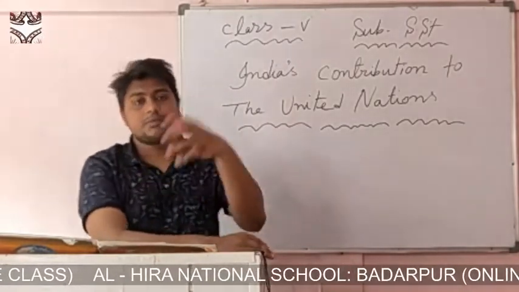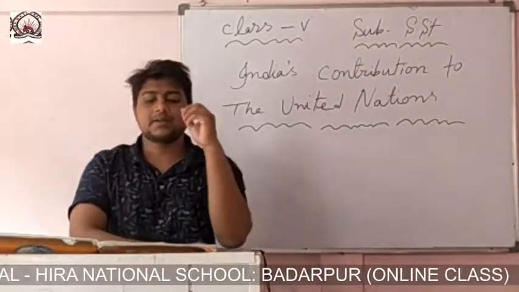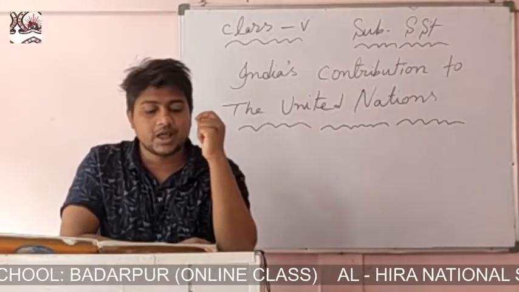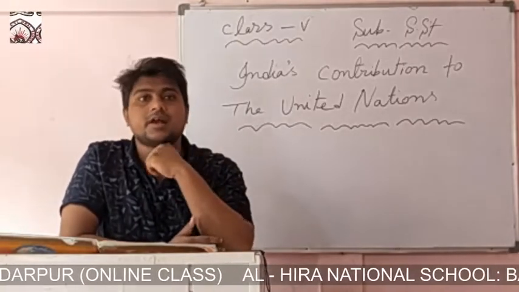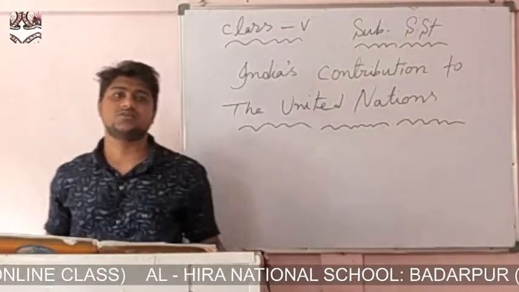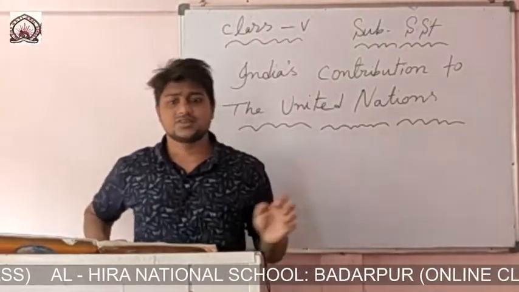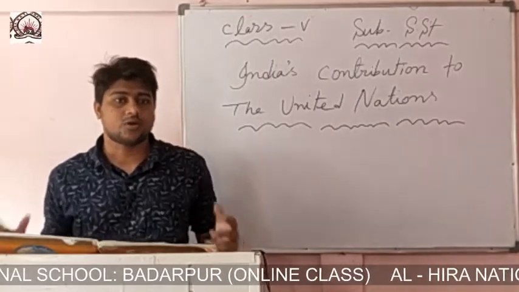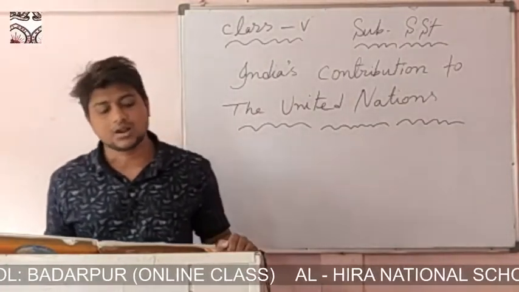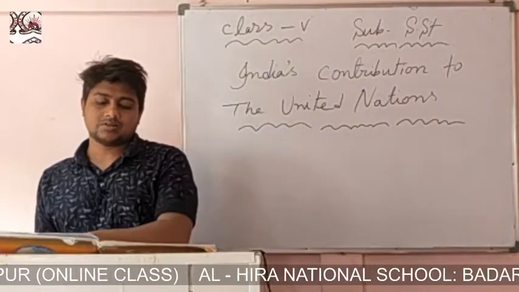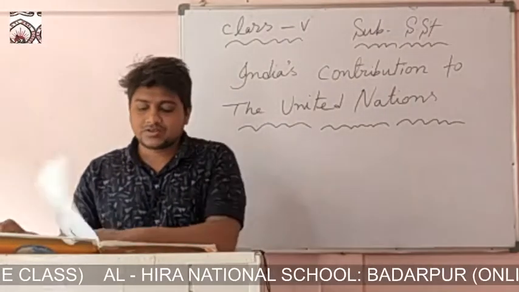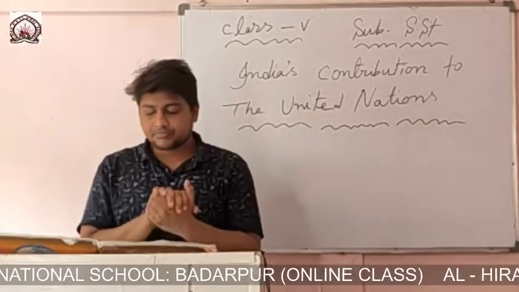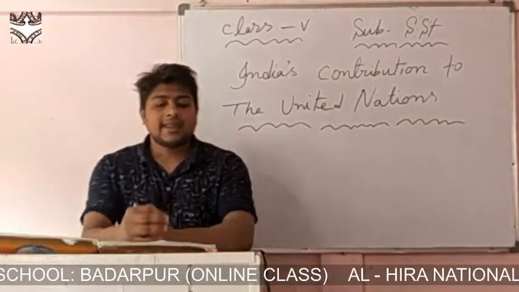They come for providing better health care, helping poor children, and to provide help in the development of our country. So they come to our country for what? Better health care, helping poor children, and helping in the development of our country in different sectors like education, health, and some other sectors also. So it is in this way the United Nations also contributed to the development of our country. These are India's contributions to whom? To the United Nations.